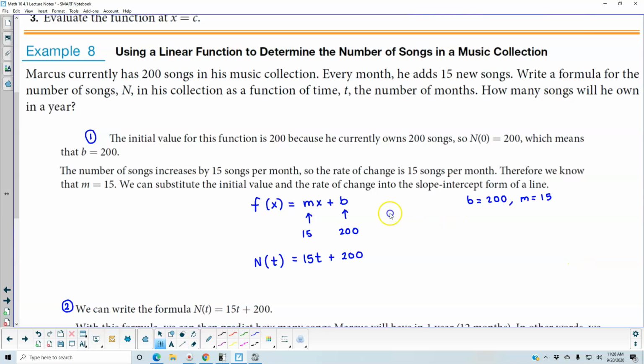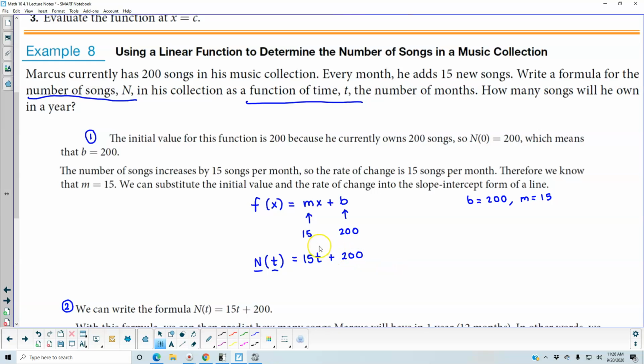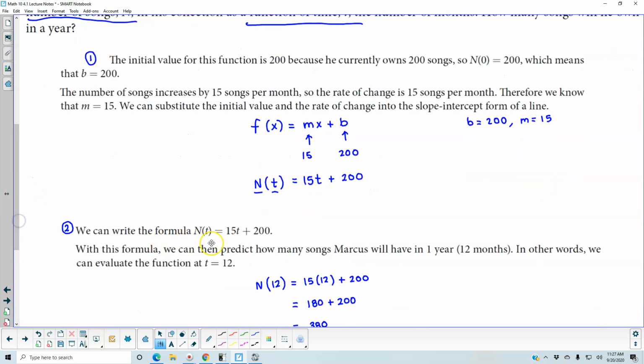So now we're going to plug that into our function formula. So f of x equals m times x plus b, where m is 15 and b is 200. But recall that the formula is saying the number of songs n, so we have to write n here. Okay, and it's a function of time, so that means t is the input. So therefore, we end up getting 15t plus 200. So now we can write the formula n of t is equal to 15t plus 200.